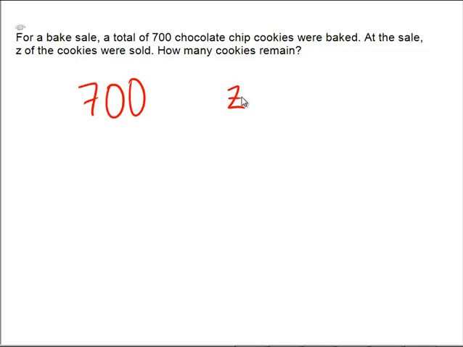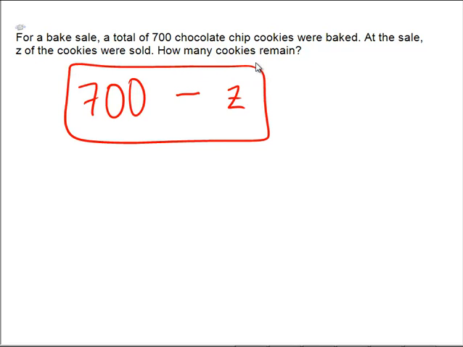Unlike the other examples, which were adding, this one would be a subtraction problem because you had 700 and you sold Z of them. So how many of them remain? That would be 700 minus Z.